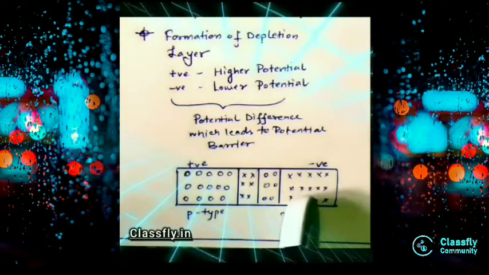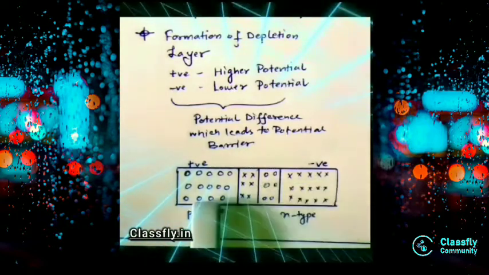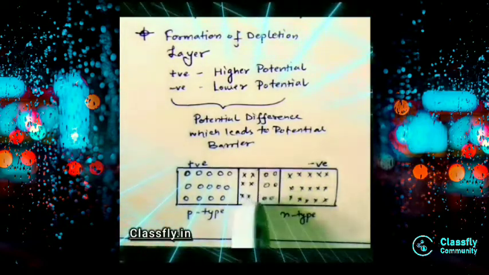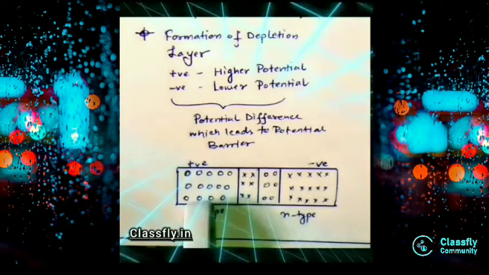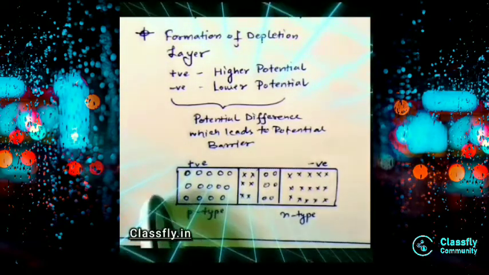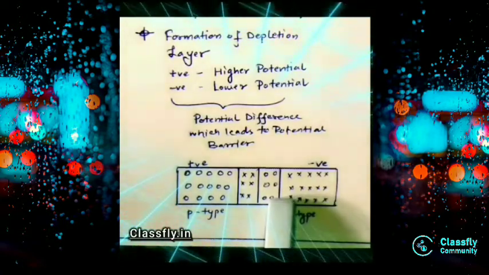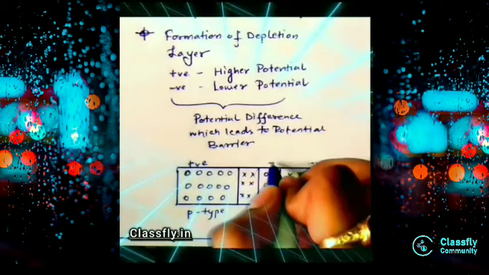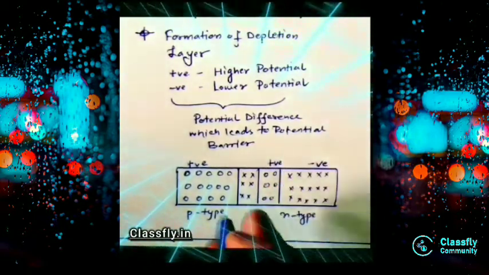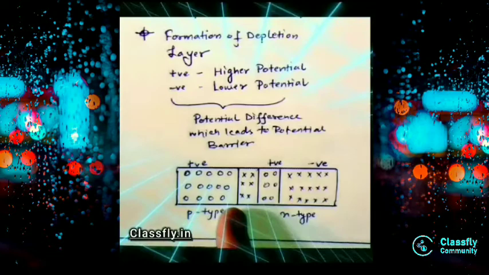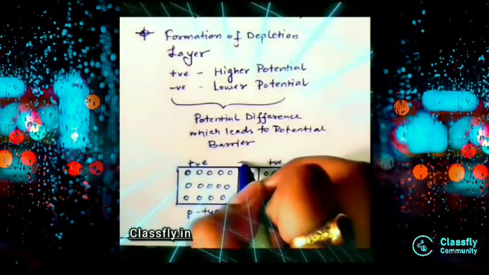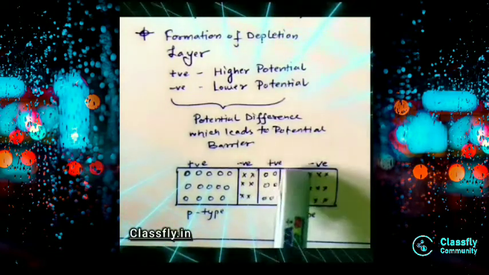That means some electrons from the n-type will move to the p-type and some holes from the p-type will move to the n-type. So we can see the crosses have moved to the p-type, and the holes have moved to the n-type. Now see, as it is a hole, it has become positive, and the electron that has moved to the p-type is negative.